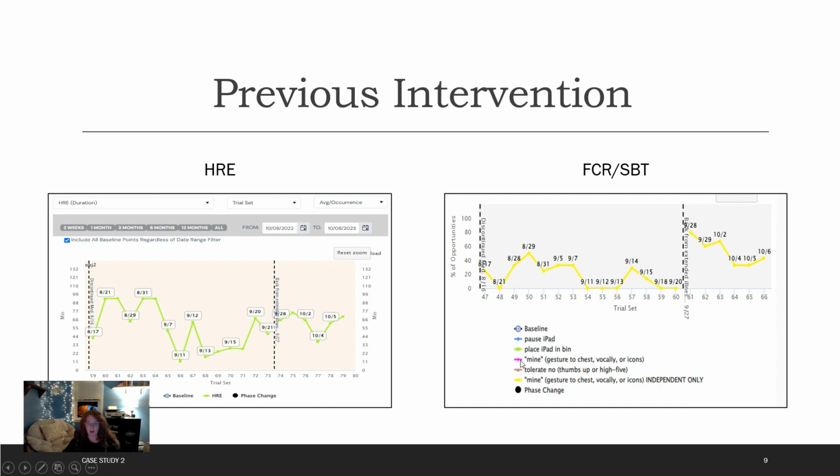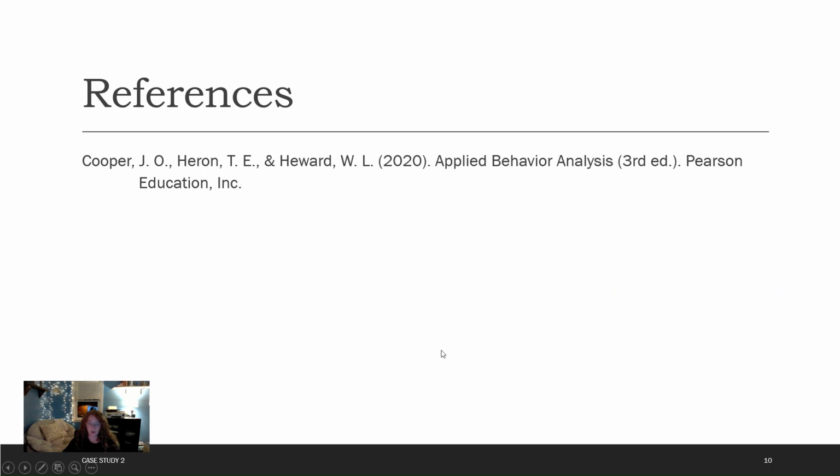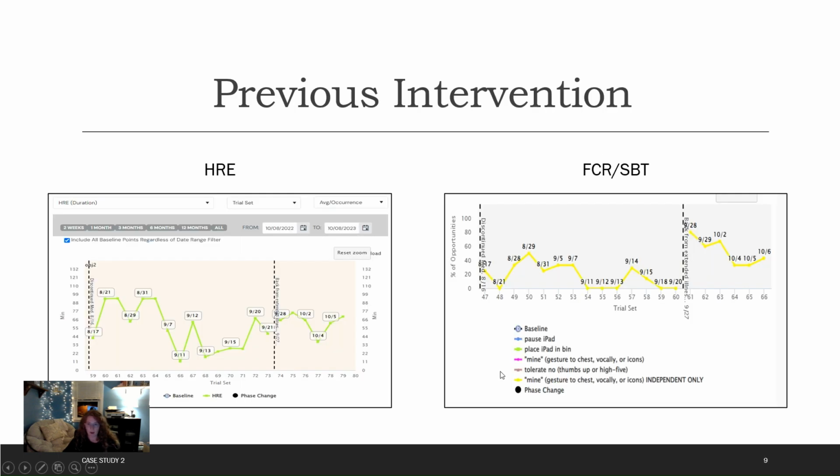So for his mine in the pink, although it says gesture to chest, vocally, or icons, their prompted responses were being counted as occurrence versus non-occurrence because there was no prompt level here. And when it mastered, tolerate no opened, thumbs up or high five, which he did like once or twice, but it was not repetitive and did not stick.